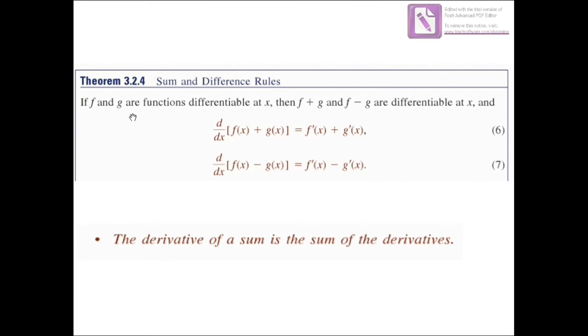So if f and g are both differentiable and you want to find the derivative of the sum, or the derivative of the subtraction between these two functions, you just need to distribute the derivative operator. So it will be the derivative of f plus the derivative of g. Similarly, the derivative of f minus g will be the derivative of f minus the derivative of g. So the derivative of a sum is the sum of the derivatives.